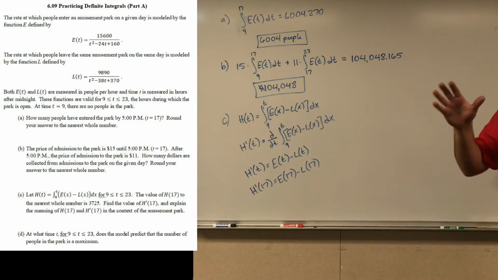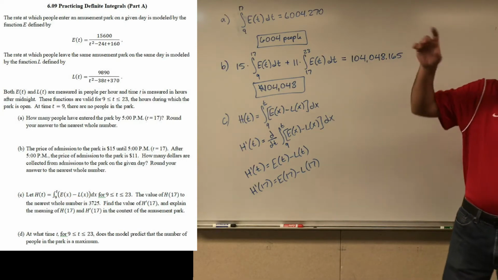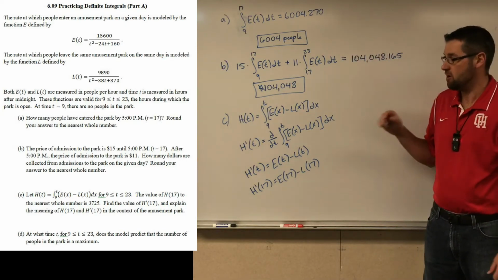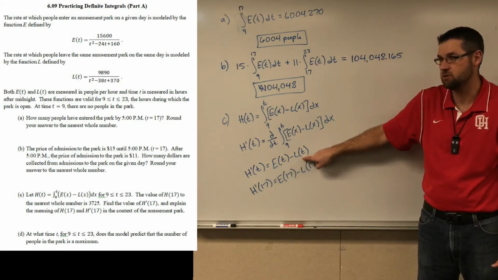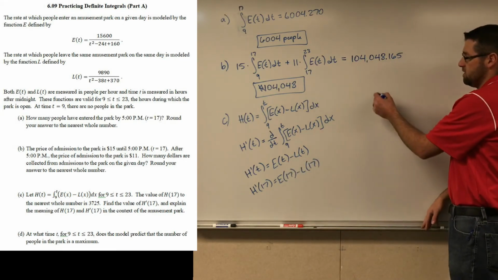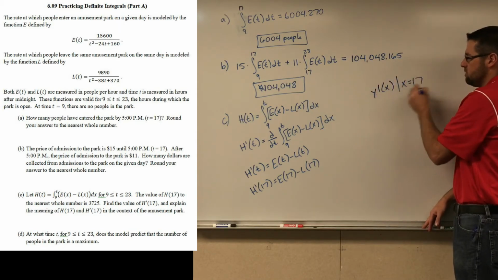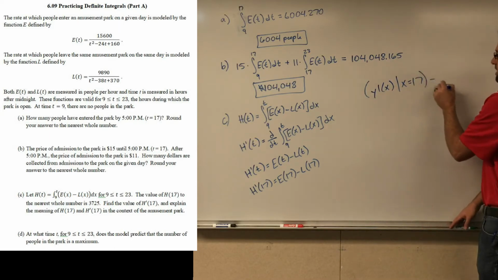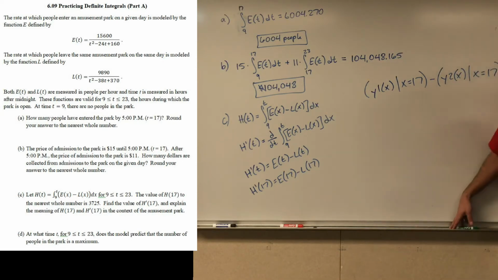This is why I told you from the beginning, it's good to store these functions in your y list, because you keep referring back to them. So if you put E of t in y1 and L of t in y2, you could have typed it like this. You could have said y1 of x evaluated when x equals 17, put that in parentheses, minus y2 of x evaluated when x equals 17. And that would give you your answer.